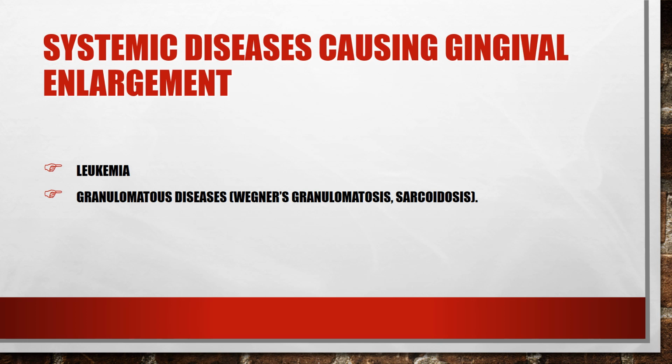Other than that, there are granulomatous diseases like Wegener's granulomatosis and sarcoidosis. Wegener's is a rare disease with lesions of the respiratory tract in which you can see gingival enlargement, oral mucosal ulceration and tooth mobility. It appears reddish purple and bleeds easily on stimulation. Whereas sarcoidosis is also a granulomatous disease of unknown etiology. It predominantly affects blacks and can involve almost any organ including the gingiva. It appears as a red, smooth, painless enlargement.